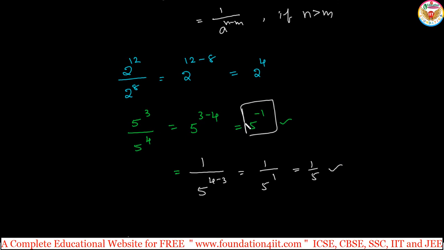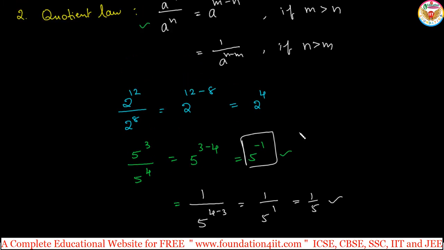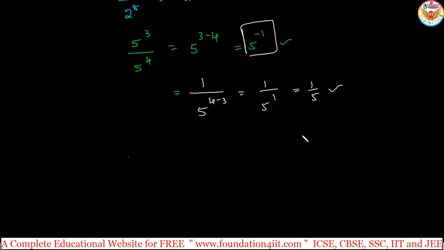In case the numerator power is smaller, you can take everything into the denominator place and do 4 minus 3. Right? And next one. The second is the quotient law, and the third one is the power law.